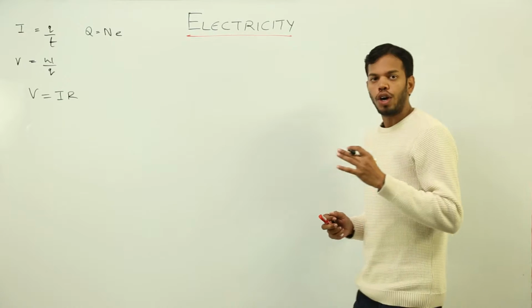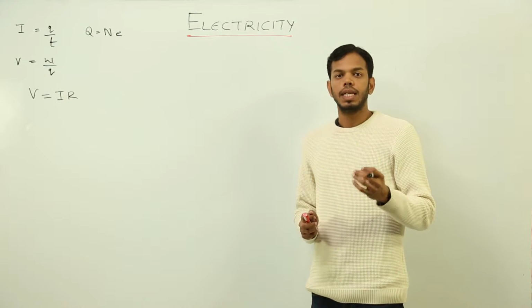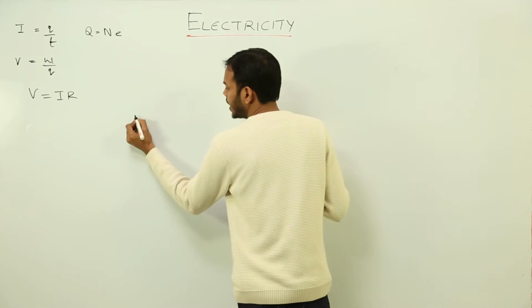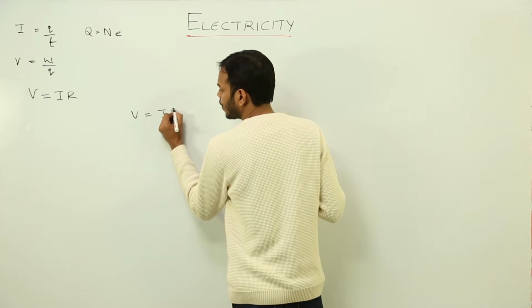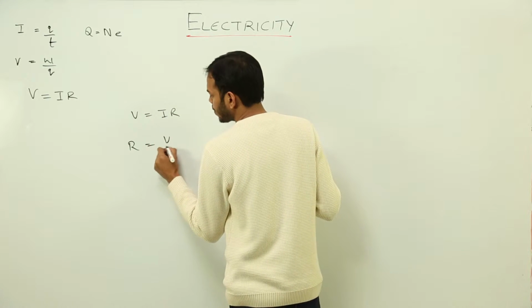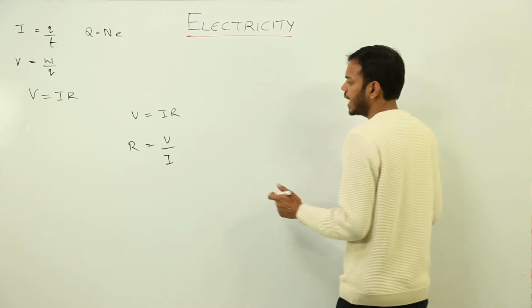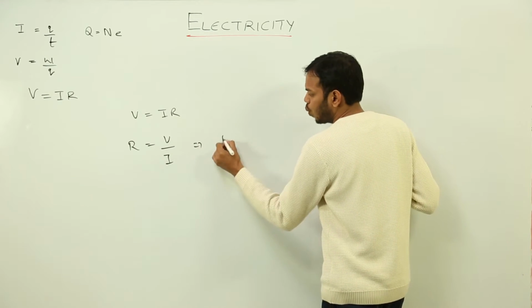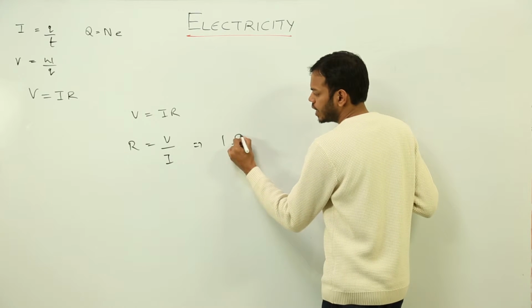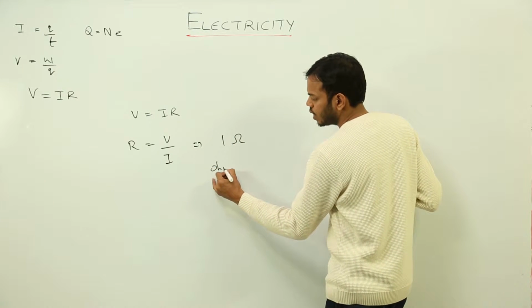Now, what we haven't discussed is the SI unit of resistance. So I'll take this formula, V is equal to IR. From here I'll get R is equal to V upon I. From this equation I'm going to represent the SI unit of resistance. 1 ohm, the SI unit is ohm.